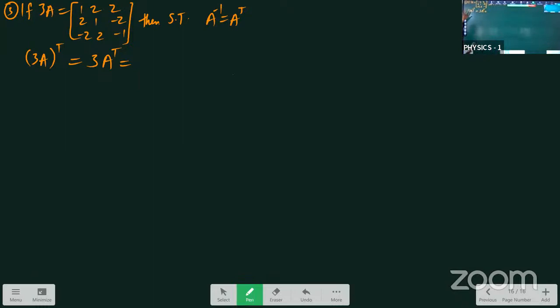So 3 into A whole transpose. 3 is a scalar and it doesn't affect the transpose, so take 3 outside: 3 into A transpose. So what is A transpose? How will you find A transpose? Simply you interchange rows and columns: make column 1 as row 1, column 2 as row 2, and column 3 as row 3. So this will be the transpose of A.